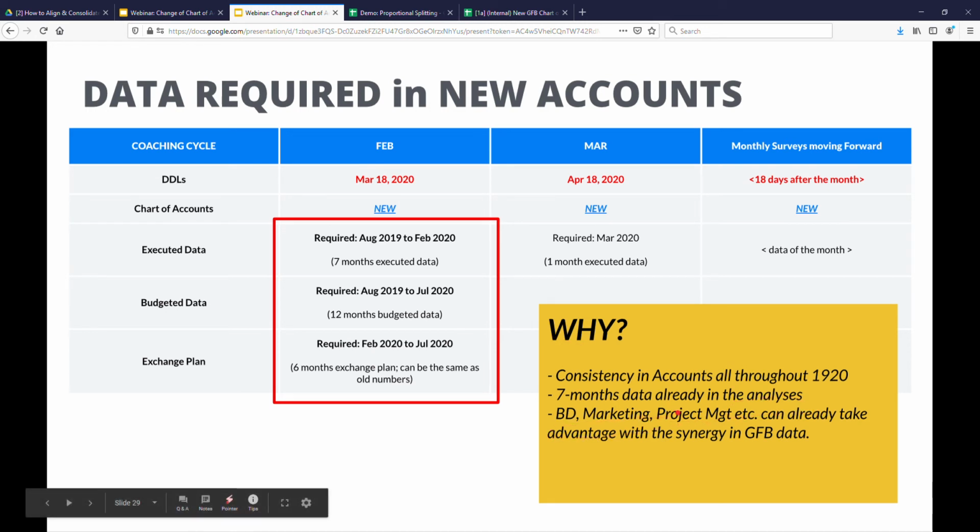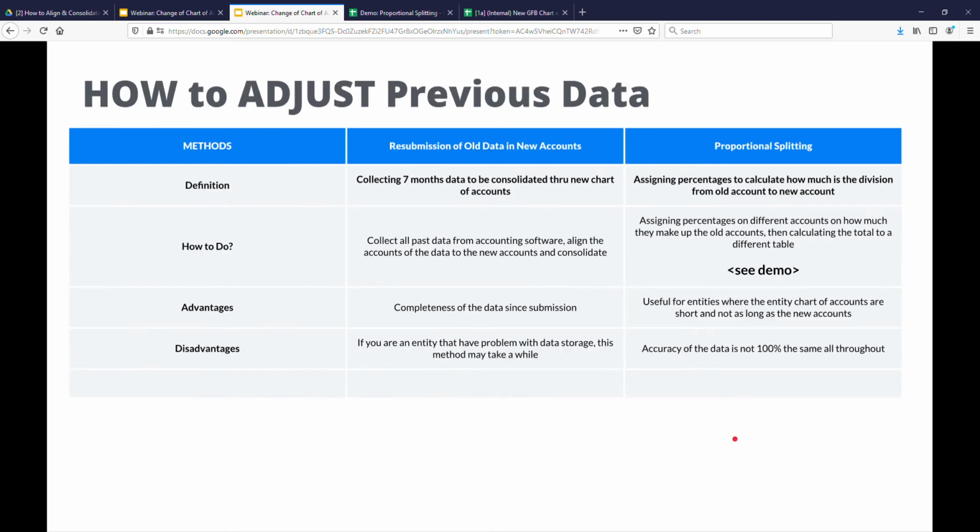And then BD, marketing, project management, and other functions can already take advantage of the synergy in GFP data. So we wanted to be able to right away take advantage of all of the synergy with GFB and also with finance in terms of how we're doing the analysis through the new chart of accounts. How to adjust previous data.